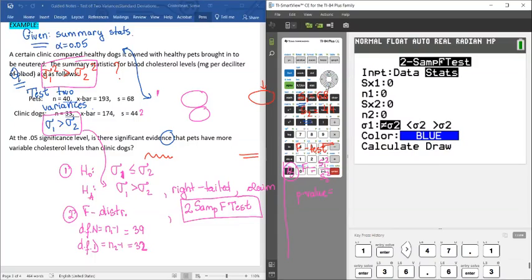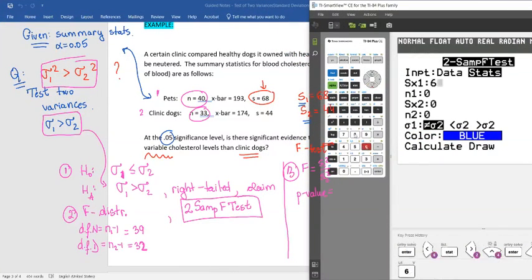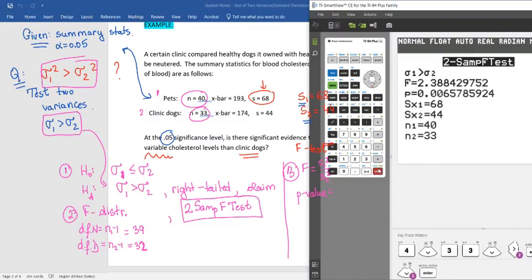And we have statistics and we simply plug in the information that we have here. S1 is 68. The calculator requires S1, so we have 68. N1 is 40 and S2 is 44. Make sure you plug in the correct numbers in the correct place. And then we have 33. And we are doing right-tailed test, comparing the two standard deviations or variances. And I will calculate. Here we go. We have F as 2.39 and the p-value 0.0066. Let's write that down here.